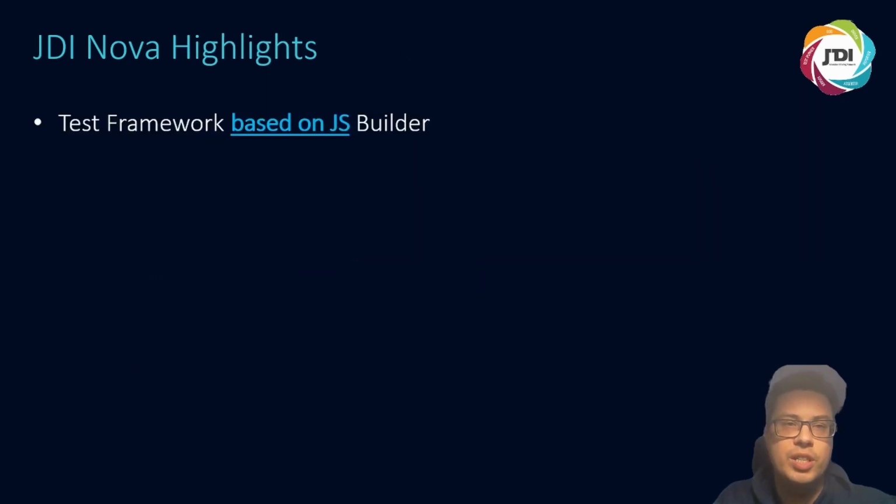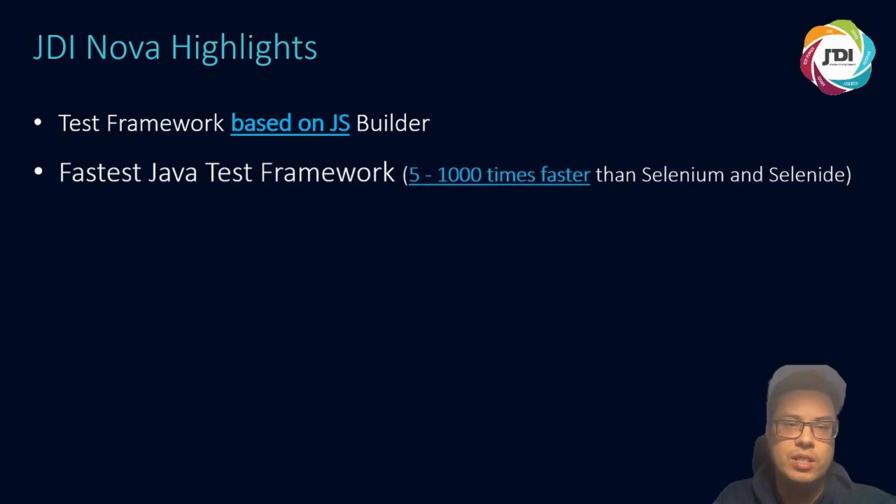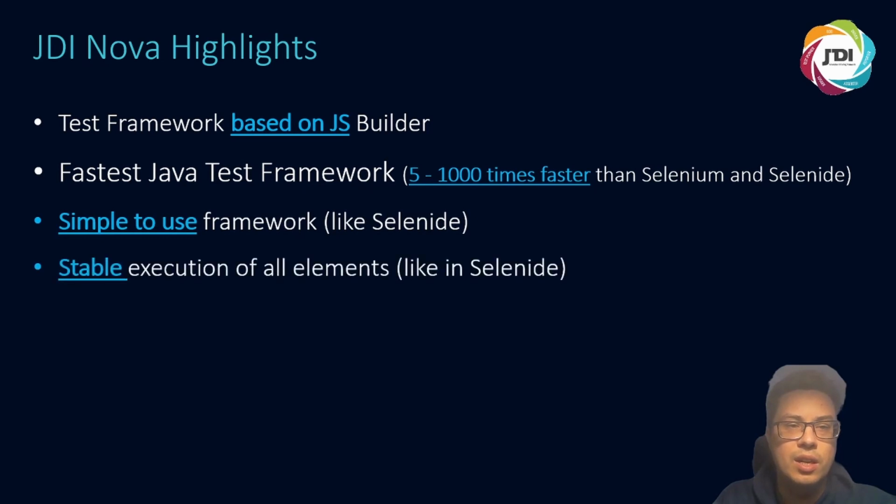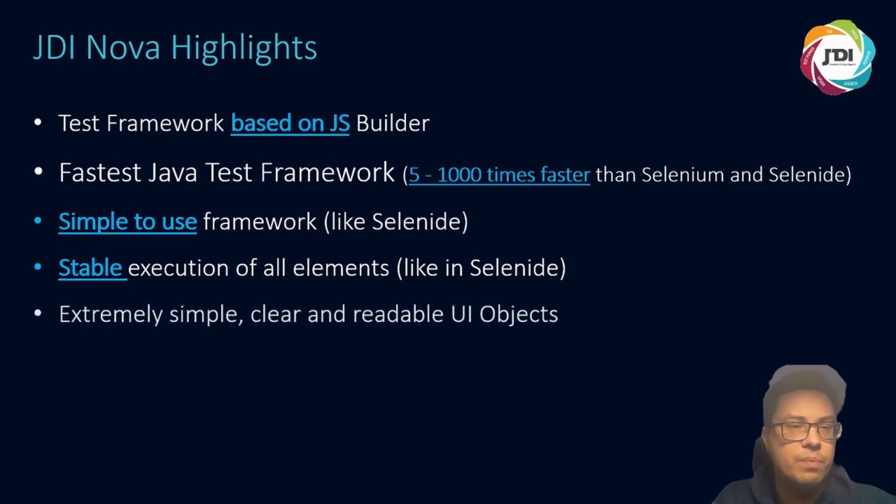Let's summarize what JDI Nova can offer you. First of all, this is a JavaScript-based framework on Java that allows you to execute your tests fast and really simply. This is the fastest test automation framework compared to Selenium or Selenide, about 5 to 1000 times faster. It is really simple to use, sometimes easier than Selenide, and it is really stable for test executions. All elements are stable like in Selenide.